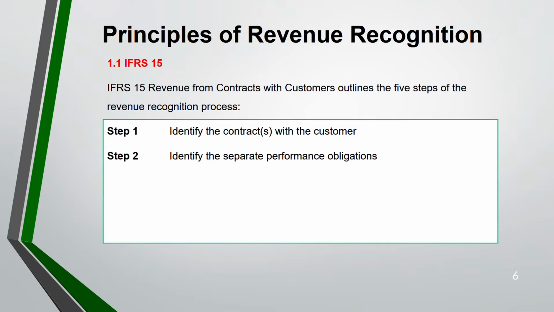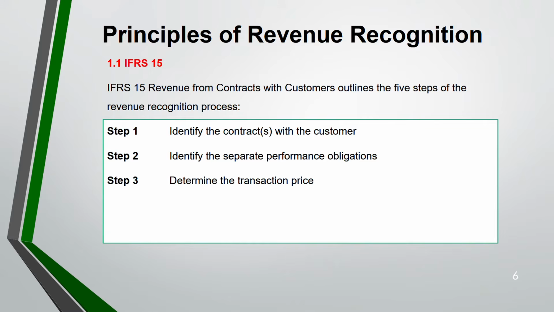Step 2, identify separate performance obligation. Whether there is any obligation that you are supposed to do. For example, you promised, or you are supposed to give a good under the contract or a service. Okay, sometimes it would be one, sometimes it would be more than one.